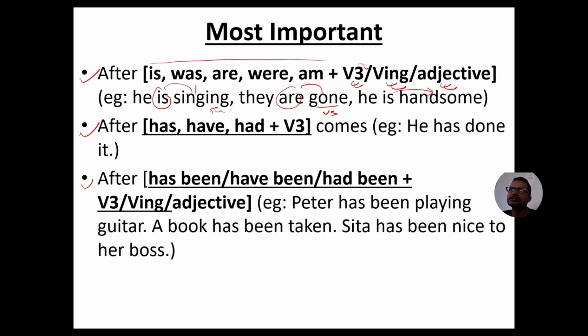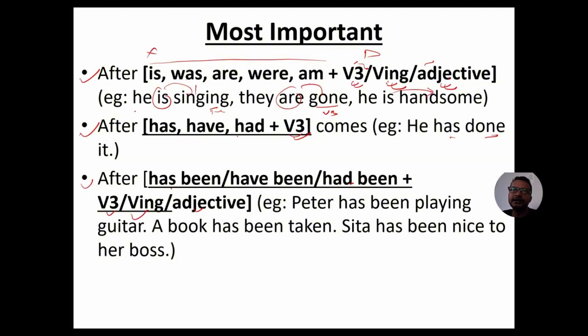So this is the gist. While solving the blanks, if you see is, was, are, were, and after that there is a blank, then you should see the options: either ing will come, or b3 will come, or an adjective will come. That's the only possibility. After has, have, had, only b3 will come, right? For example, he has done. See, has plus b3. Has, have, had plus b3. And then after has been, have been, had been, either b3 or ing or an adjective comes.